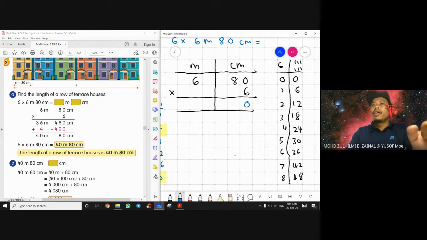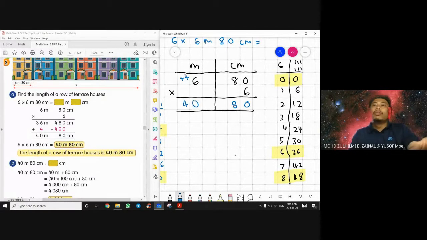Okay. And then 8 times 6. You can see 48. So bring down 8 here. Okay. Bring up 4. Then 6 times 6. 6 times 6, 36. Okay, 6 times 6, 36. So 36, highlight lah sikit. Okay, so you can see the flow. Okay, so 36 plus 4. So 36 plus 4 equals to 40.